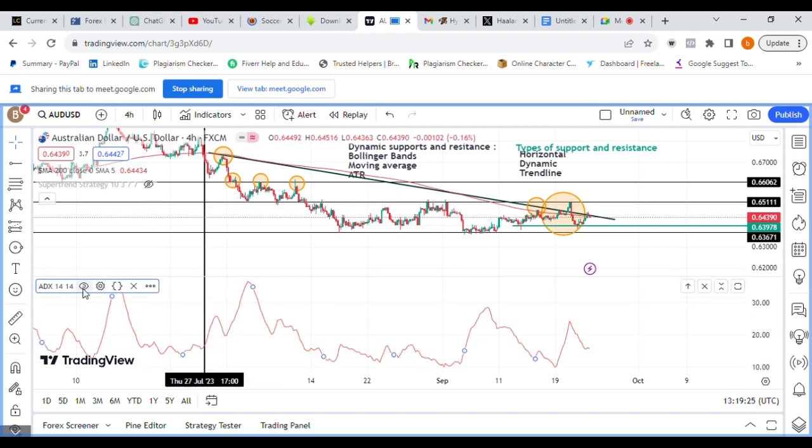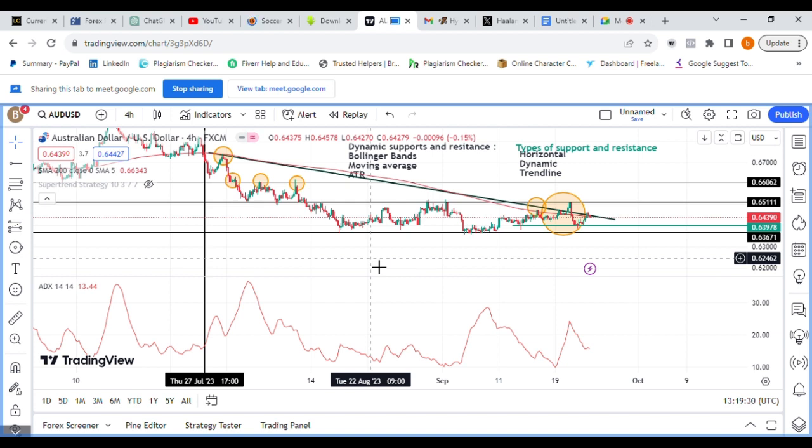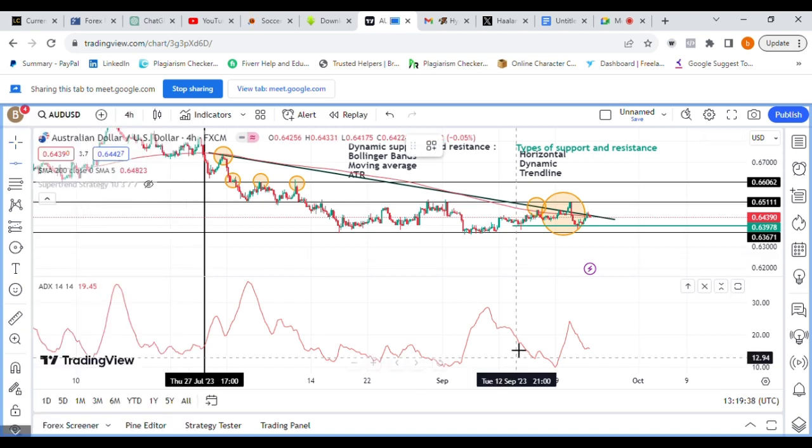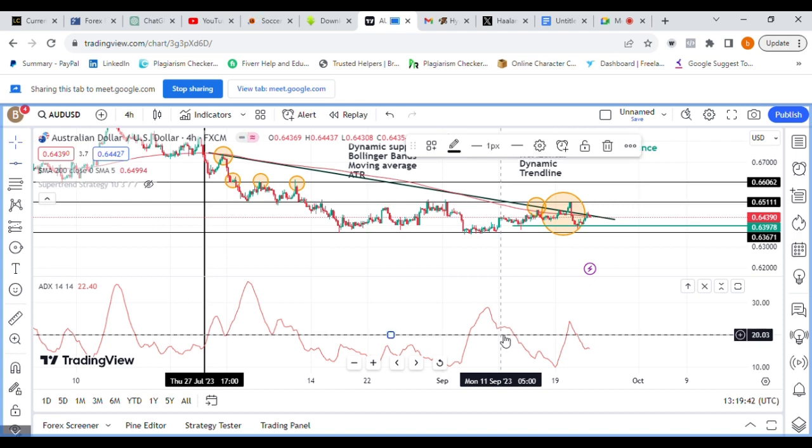It's open. You can see. So how do we know if this trend is a strong trend? It should be above 20 at least. So I pick up a tool here, another horizontal line, and I place my horizontal line here. I look for 20. Yeah, approximately 20.